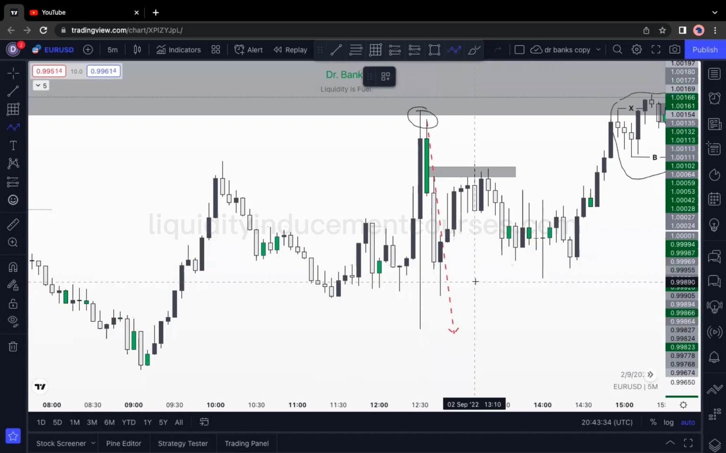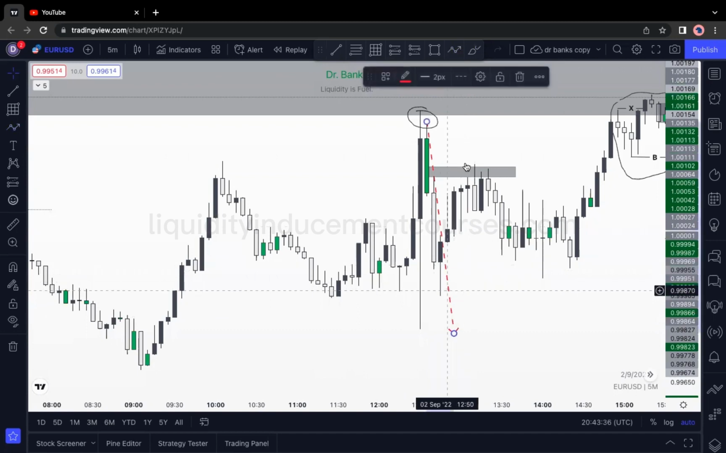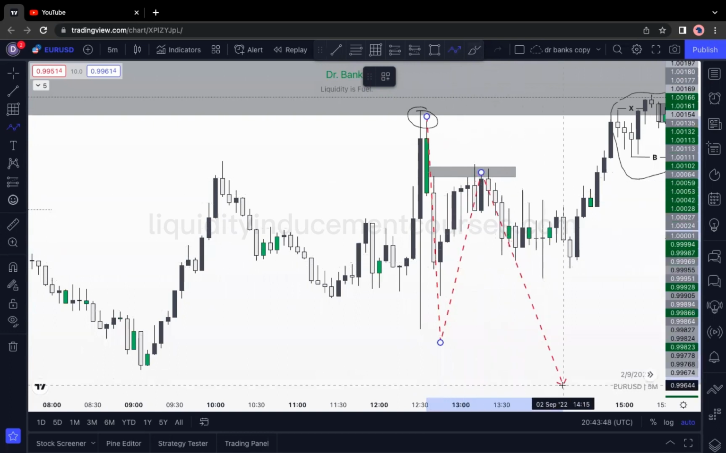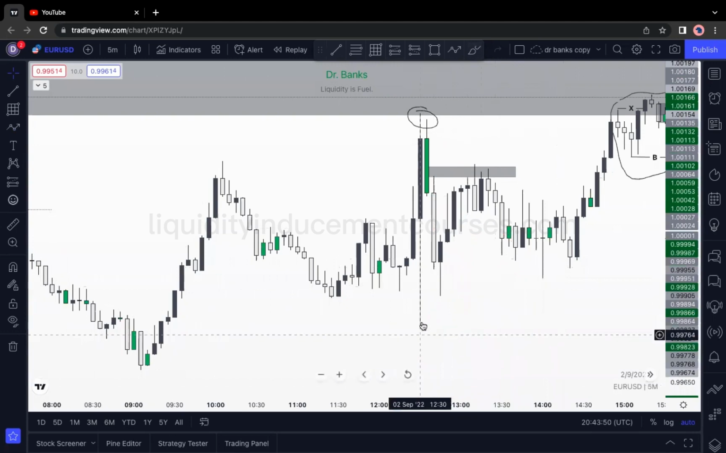So the only thing that'll make me interested in this move is if after the mitigation, I have a clear shift in market structure. So price breaks this low, right? Breaks this low before giving me this move. Then I will be willing to sell. But then I don't have a shift in market structure. This area is still very much alive.